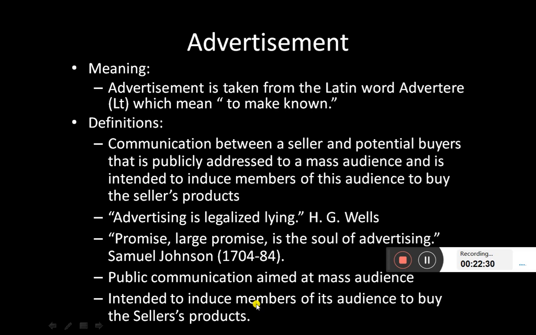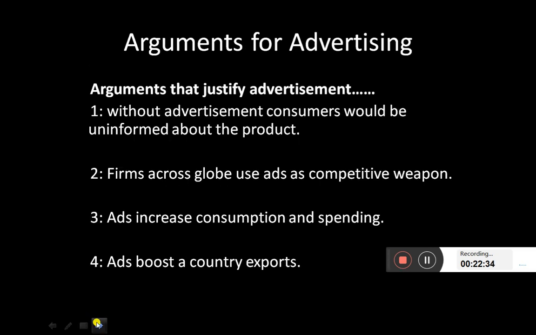Look, your definition says that advertisement is taken from a Latin word, adverter, which means to make known. It means providing information to people so that they become informed. It is a communication between a seller and a potential buyer. Potential buyer means buyers who have the power to buy and can, for example, buy the product in the future. That is known as a potential buyer.